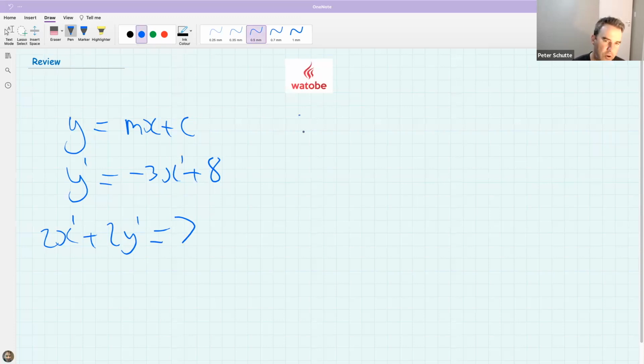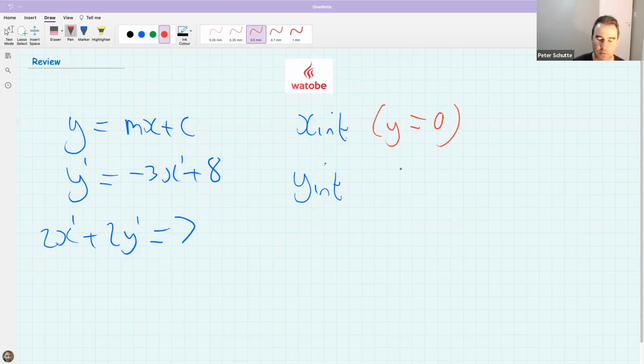We also spoke about finding the x-intercept and finding the y-intercept of straight line graphs. And just to remind you how we did that, for the x-intercept, we make y naught. For the y-intercept, we always make x naught. And so that's an important idea that we use throughout functions and relationships.